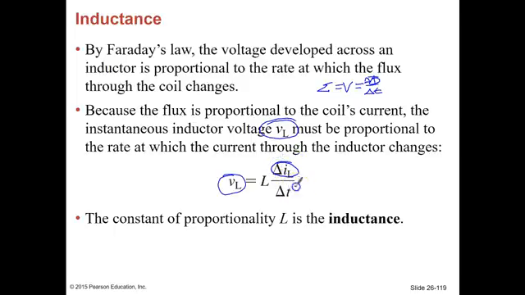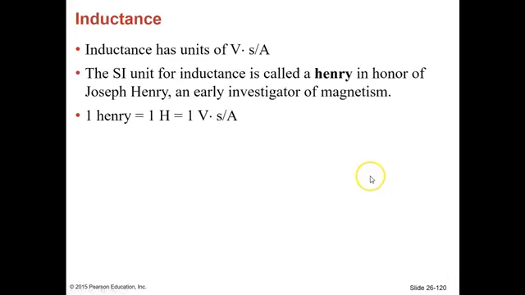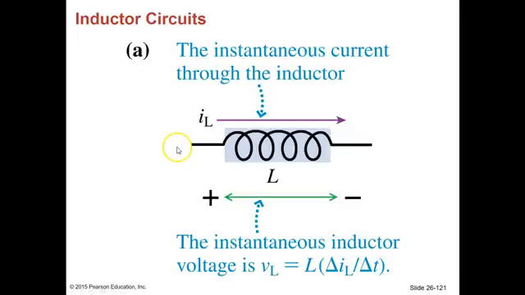So here's the current, and then there's the change in time, and then there's a constant, and that constant of proportionality, L, is the inductance itself. Whatever the inductance is of the inductor, we have that constant there. So pretty simple thing to do. The units of inductance, remember, is a Henry, in honor of Joseph Henry, the early investigator of magnetism. That's also equal to a volt times a second per amp. A Henry is capitalized, though it is not over here, as you see.